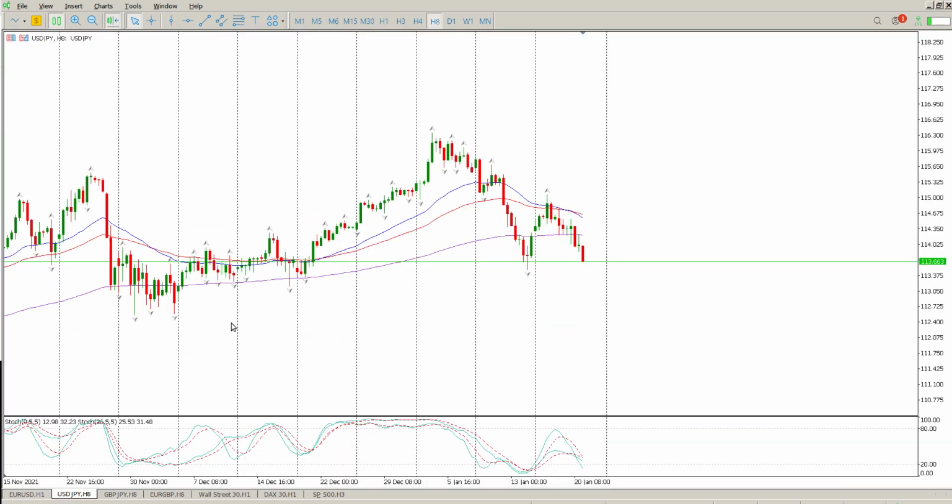Looking at US dollar Japanese yen, a little bit of a different picture. We've broken through the moving averages, we've tested them, and we're now continuing to the downside. Quite a bit of structure to the left here.